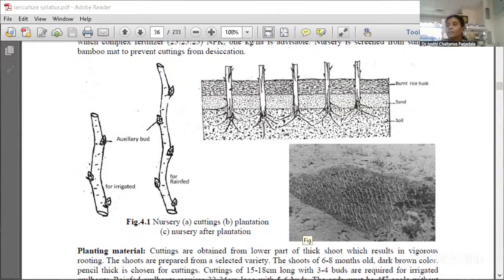Spacing favors equal distribution of the soil nutrients. You can see here in figure C, and just now we discussed the cuttings. Here you can see the axillary buds and how to make the 45-degree angle for irrigated and for rain-fed. And just now we discussed the spacing. In image C, you can see the nursery after plantation.